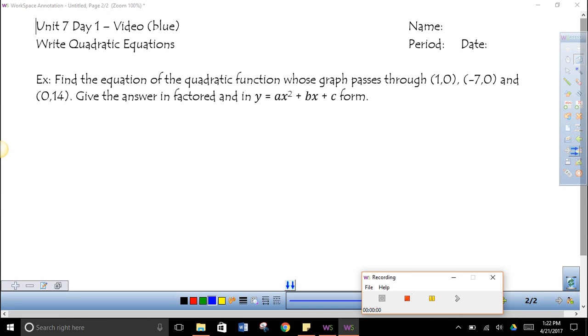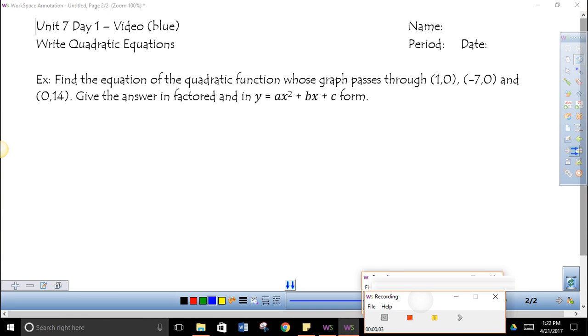Did some things that were very similar to this as well, slightly different for the first half of the year. So find the equation of the quadratic function whose graph passes through... And I've got 3 points here.